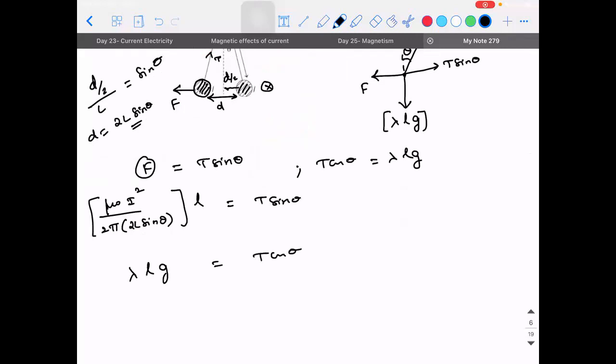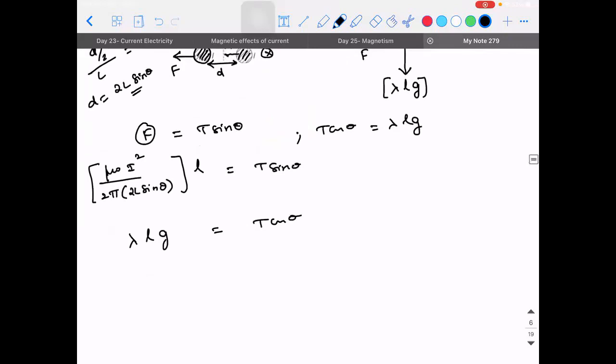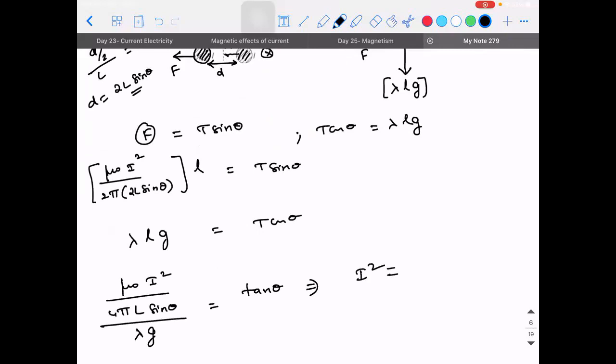What is our work? We need to find out what is the value of I. So divide both the expressions. What are you going to get? Mu naught I square divided by 4 pi L sine theta, divided by lambda into g, will be equal to tan theta, which implies I square is equal to 4 pi L sine theta into tan theta divided by lambda mu naught g. Check if there is any value that is getting cancelled.